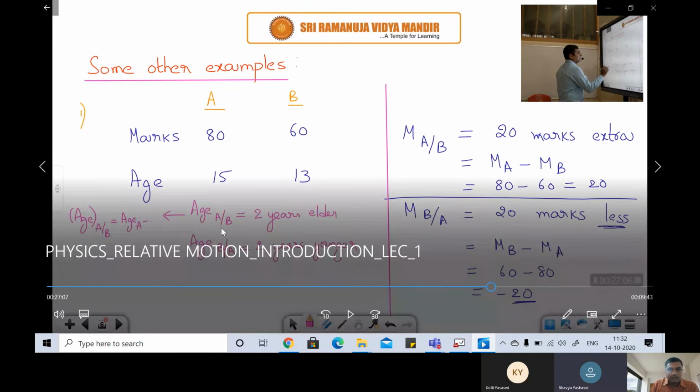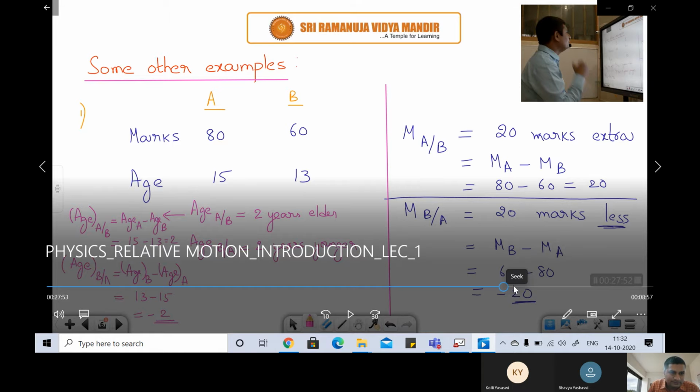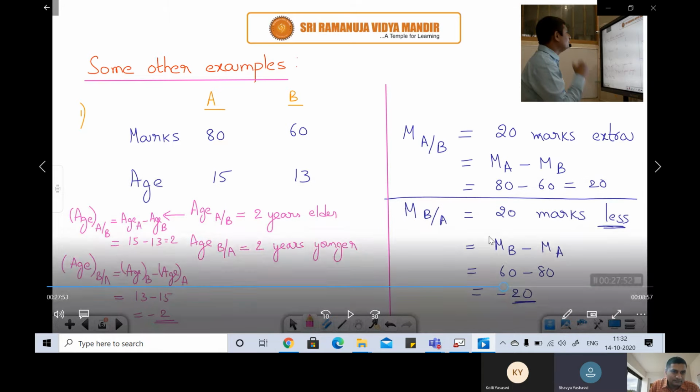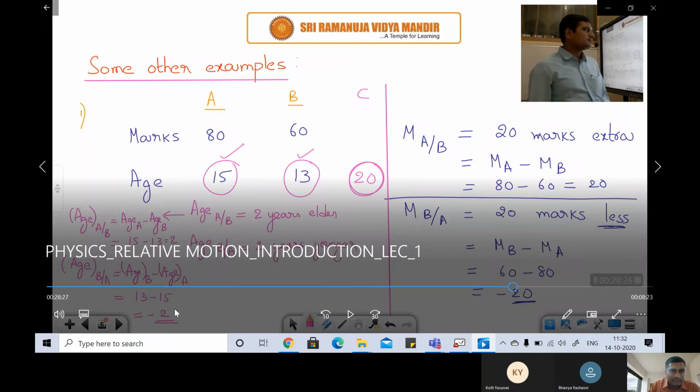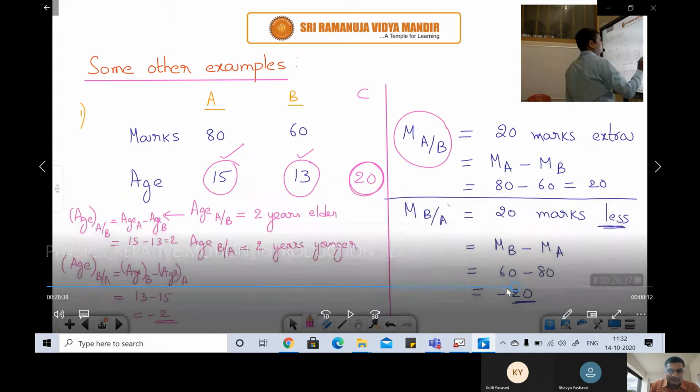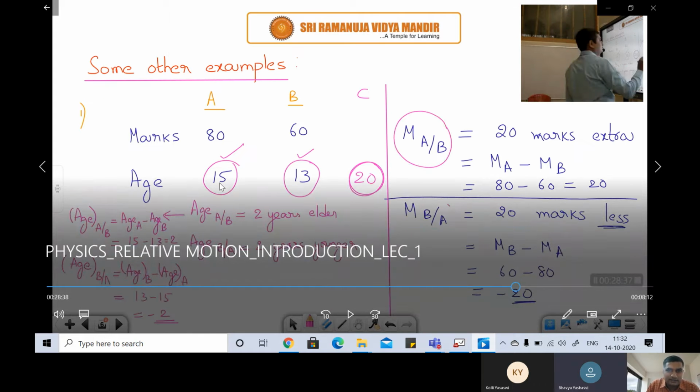How did you get age of A minus age of B? Suppose I ask you what is the age of B with respect to A? Age of B minus age of A. Correct. That means first minus second, you are subtracting. How much are you getting? 13 minus 15, that is minus 2. Minus indicates younger. Correct or not?